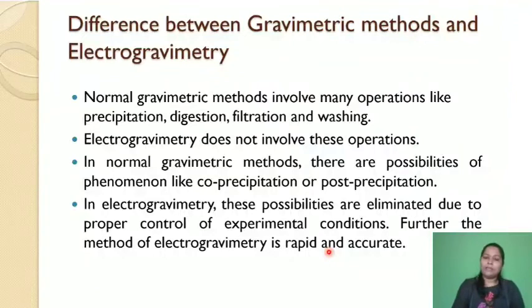In electrogravimetry, there are no possibilities of post-precipitation or co-precipitation. Processes such as digestion, precipitation, filtration and washing are not involved. The metal which is to be separated is deposited electrolytically upon an electrode, and from the gain in weight of the electrode we can determine the amount of metal present in the mixture or sample.